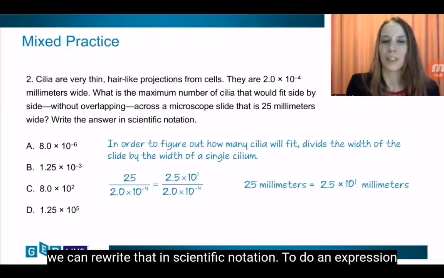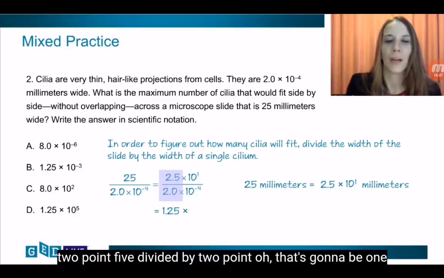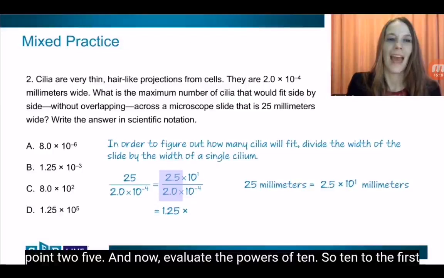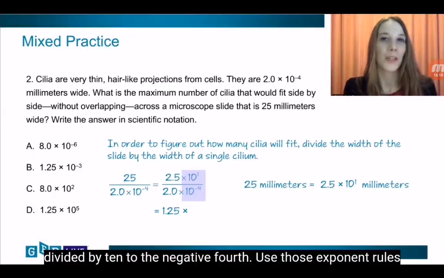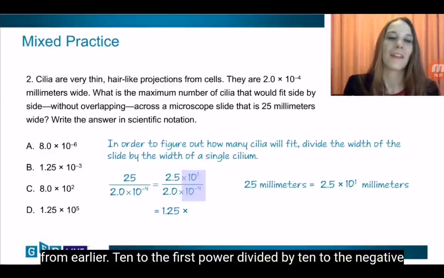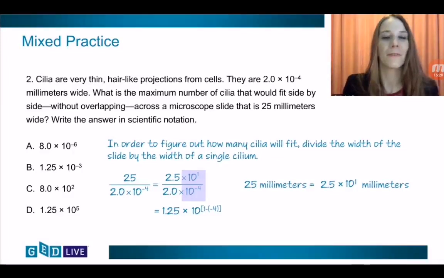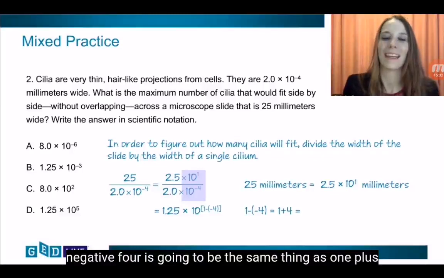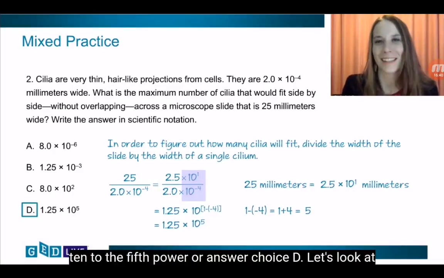To do an expression with this, take a look at the integer values first. So 2.5 divided by 2.0, that's going to be 1.25. And now evaluate the powers of 10. So 10 to the first divided by 10 to the negative fourth. Use those exponent rules from earlier. Since you're dividing, you will subtract those exponents. And 1 minus negative 4 is the same thing as 1 plus 4, or 5. So the final answer is 1.25 times 10 to the fifth power, or answer choice D.